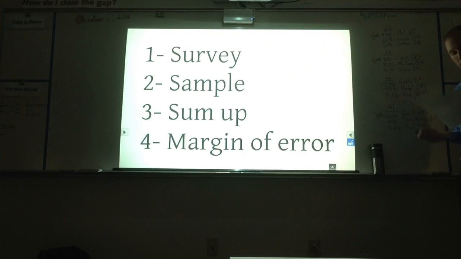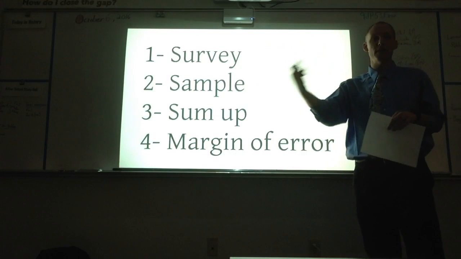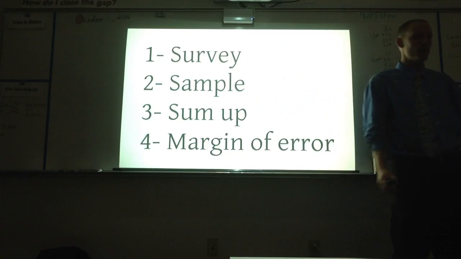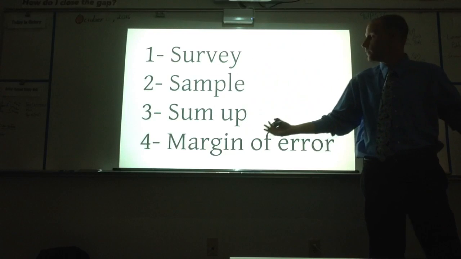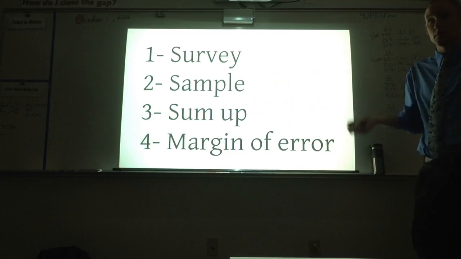Next, once you've gotten enough responses, you're going to sum up, which simply means you're going to tally up your responses. How many people said yes? How many people said no? How many people said they're going to vote for Trump? How many people said they're going to vote for Clinton? How many people said, can't stand either one, not going to vote for either one of them? You just add up all of your responses to see what you found.